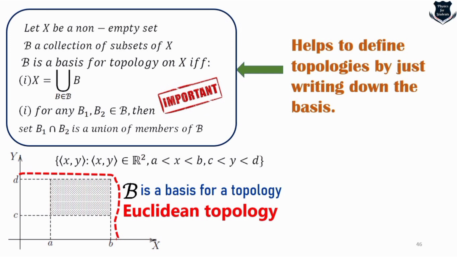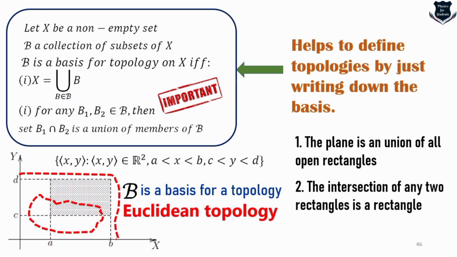And the second part says the intersection of any two rectangles is a rectangle, obviously. It is right in front of the screen. So the conditions of the above proposition are two. The plane is a union of all rectangles, and the intersection of any two rectangles is a rectangle. So the conditions are satisfied, and hence B is a basis for a topology, right? So these two I have corrected in green. So this is being proved.